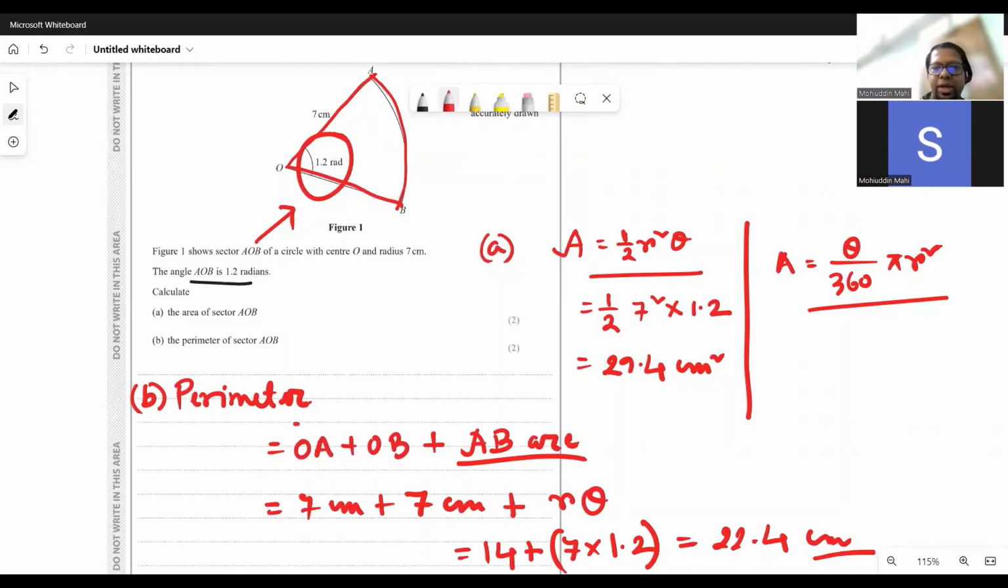So perimeter is one kind of length, so the unit will be centimeter. And sector area is always unit squared. So it's centimeter squared or meter squared, depending on the unit that is given in the question.